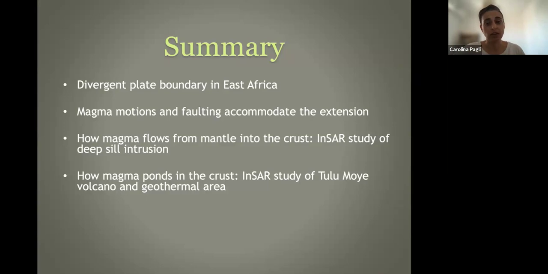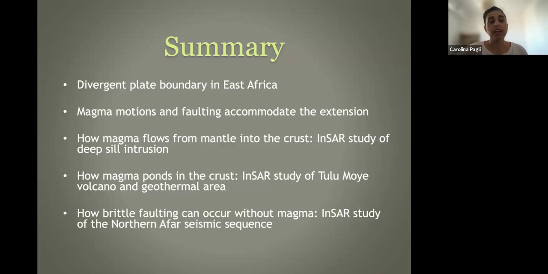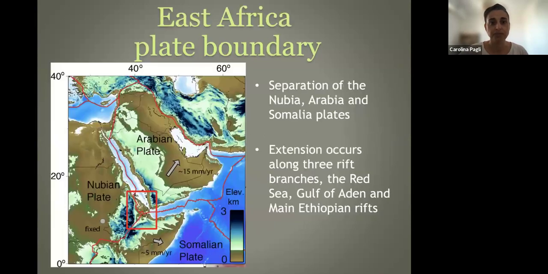And I'll show you a study of the Tullu Moye volcano and geothermal areas in the main Ethiopian Rift, so further south. And then finally, we'll move on to an example of brittle faulting, of earthquake deformation that also can occur in a rift segment without necessarily the involvement of magma. And for this example, again, we will use InSAR and seismicity as well, other geophysics. And it's the study of a seismic sequence that occurred in northern Afar not very long ago, in fact, just a couple of years ago.